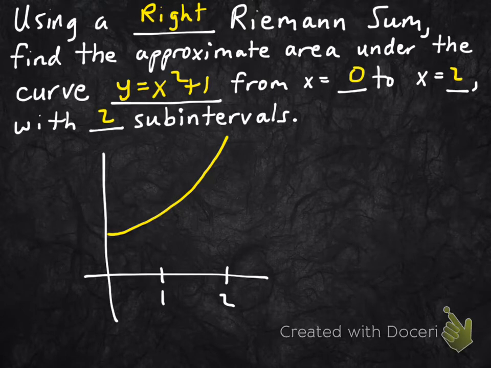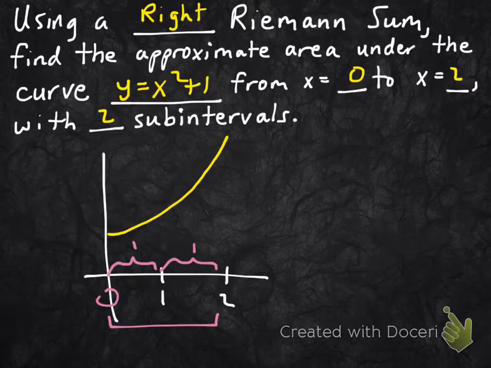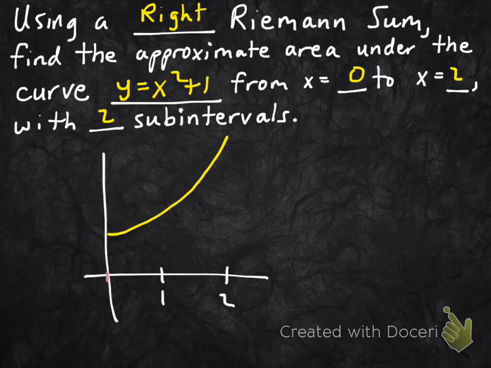the first thing we're going to do in figuring out how to approximate this area is notice that we've got 1, 2. Our entire interval is from 0 to 2, and when you break that down into two subintervals, unless you're told otherwise, you're just going to make sure that the subintervals have the same width. Each of these subintervals has a width of 1.